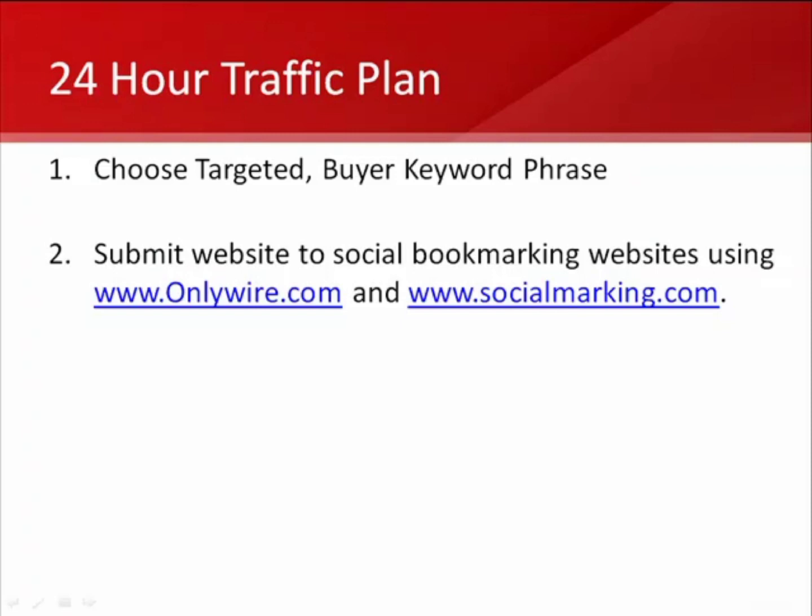Now, onlywire.com and socialmarking.com are places that have information and links to websites where you can access social bookmarking websites. A social bookmarking site, if you're not aware, is a site that's set up with the sole purpose of allowing people to share links with each other. People will go to social bookmarking sites and share stories and say, I like this story, so I'm going to submit it to this site and see if other people like it. Sites like digg.com, reddit.com, and mix.com are huge social bookmarking websites that people are using.